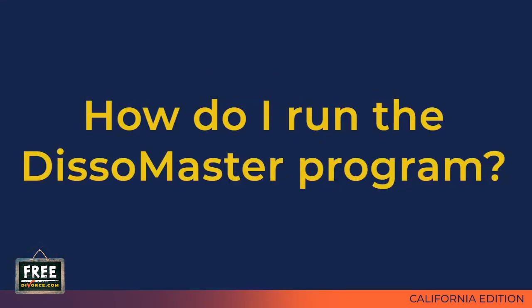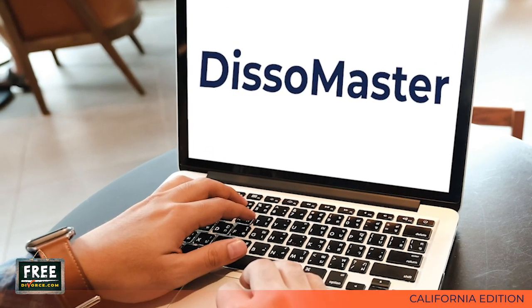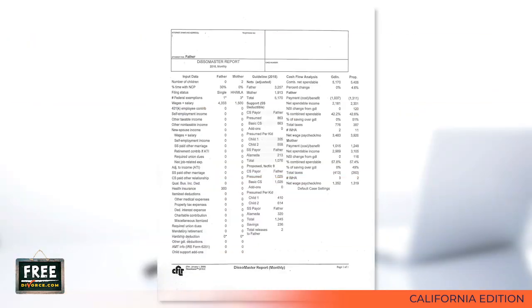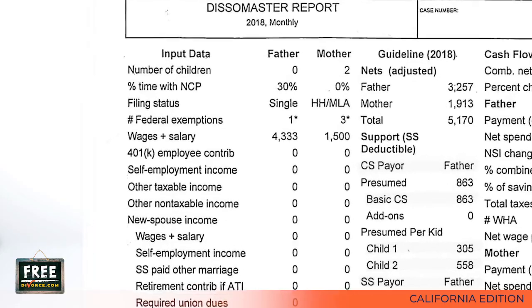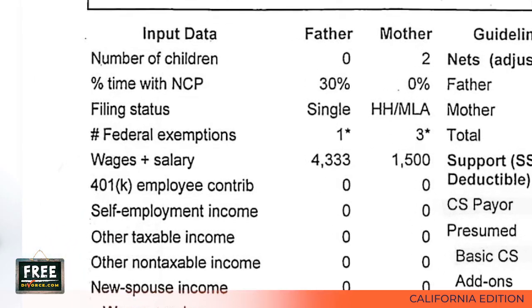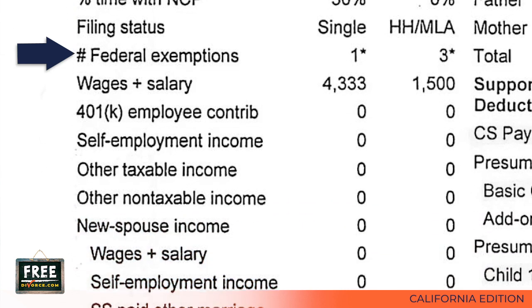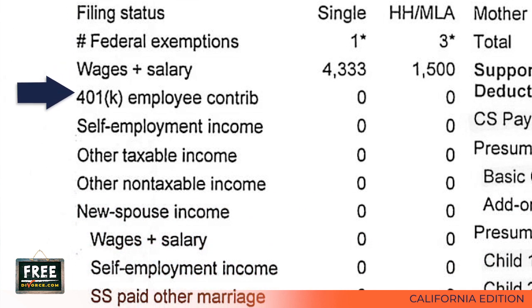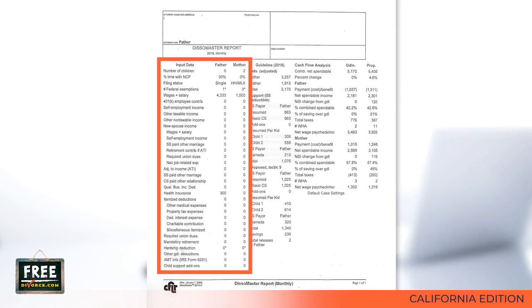How do I run the Dissomaster program? When you open up the Dissomaster program to run the child support calculation, you will note that there are lots of lines for entering data. Take a look at the left-hand side of the sample printout. The data entry lines are listed on the left side. They start with the line that reads number of children and include items such as wages and salary. Another data entry line is other taxable income. Another data entry line is health insurance. There are over 30 data entry lines that are listed on the left-hand side of the page.